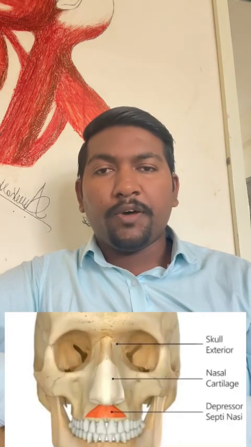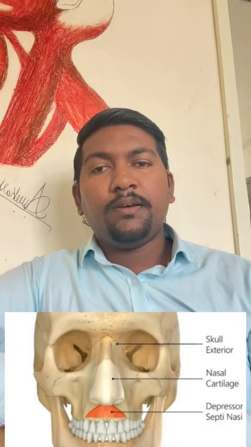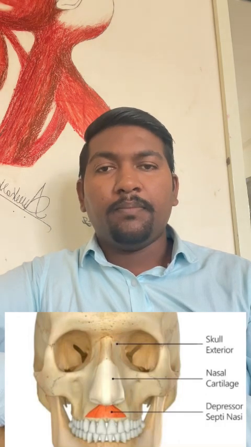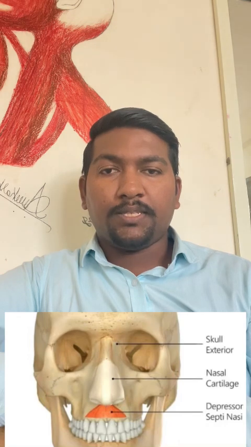Now coming to the depressor septi muscle, which originates from the incisive fossa, and the fibers run upwards and insert into the nasal septum or the back part of the alar part of the nasalis muscle.